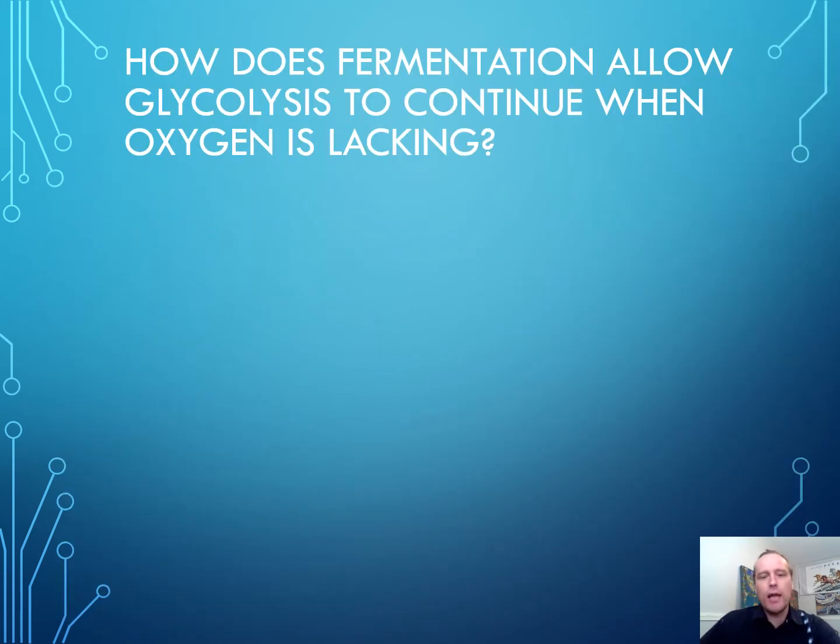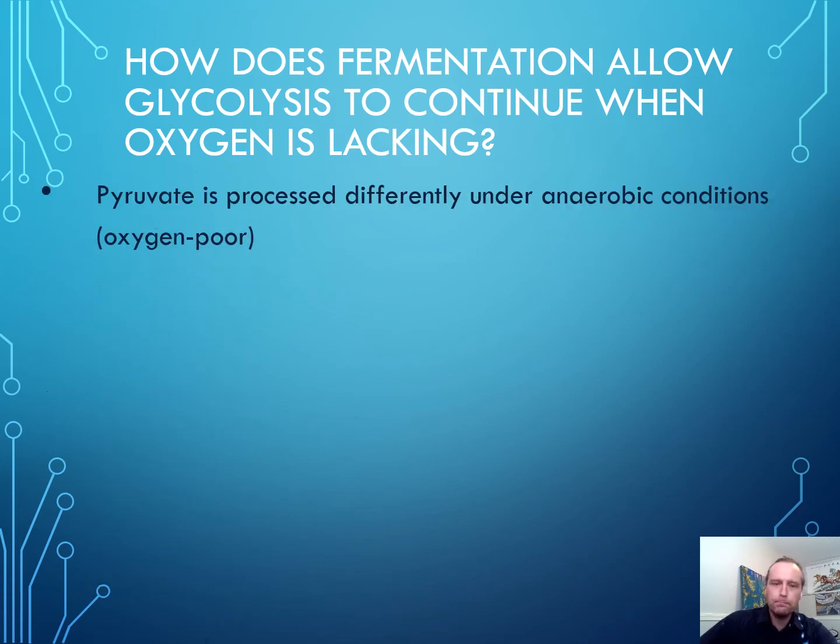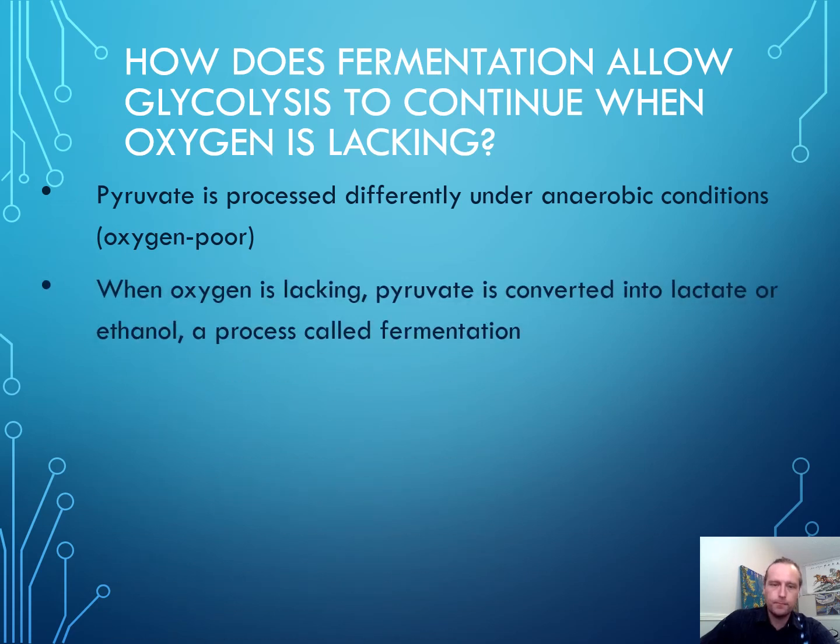So how does fermentation allow glycolysis to continue when oxygen is lacking? Pyruvate is processed differently under anaerobic conditions. So pyruvate essentially becomes a waste product because it cannot be used in the production of acetyl-CoA at all. When oxygen is lacking, pyruvate is going to be converted to either lactate or ethanol. Ethanol is the alcohol produced by yeast for beer and wine. And lactic acid is what makes our muscles feel sore. Lactate can also be called lactic acid.